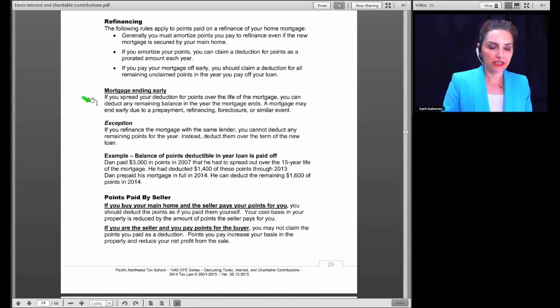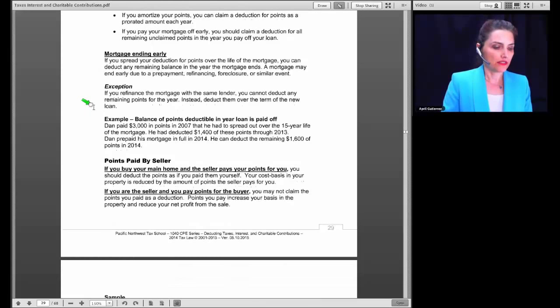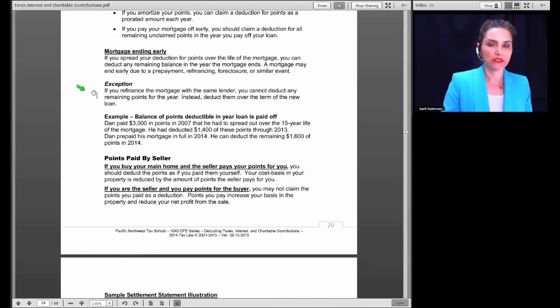For mortgage ending early, if you spread your deduction for points over the life of your mortgage, you can deduct any remaining balance in the year that the mortgage ends. A mortgage may end early due to prepayment, refinancing, foreclosure, or a similar event. And there is an exception. If you refinance the mortgage with the same lender, however, you cannot deduct any remaining points for the year. Instead, you deduct them over the term of the new loan.